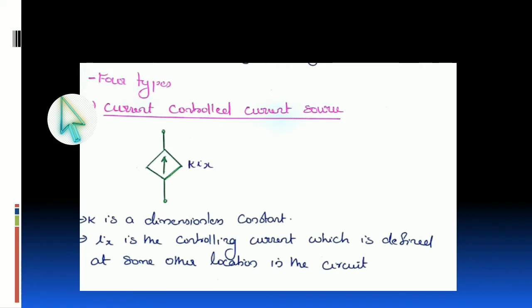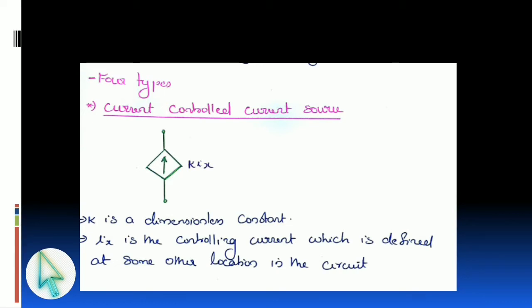In circuit analysis, dependent sources are represented by diamond symbols. Here you can see a current source with source quantity K into Ix, where K is a dimensionless constant and Ix is the controlling variable or controlling current, which is defined at some other location in that network. So here we have a current source which is controlled by another current. That's why it is called a current controlled current source. Clear?